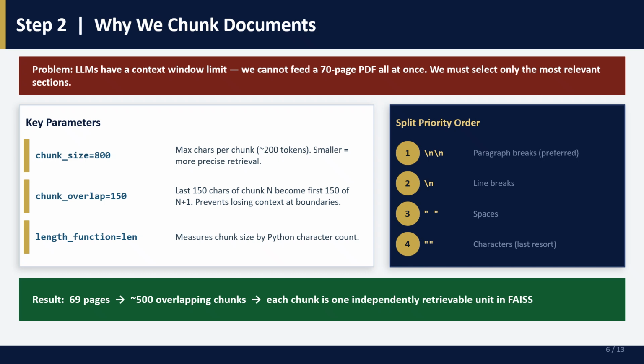Then the splitter tries to split at natural breaks in this order: paragraph breaks first, then line breaks, then spaces, and only as a last resort does it cut mid-word. The result is our 69-page Basel III PDF becomes roughly 500 overlapping chunks. And each chunk is one independently retrievable unit in the FAISS index.